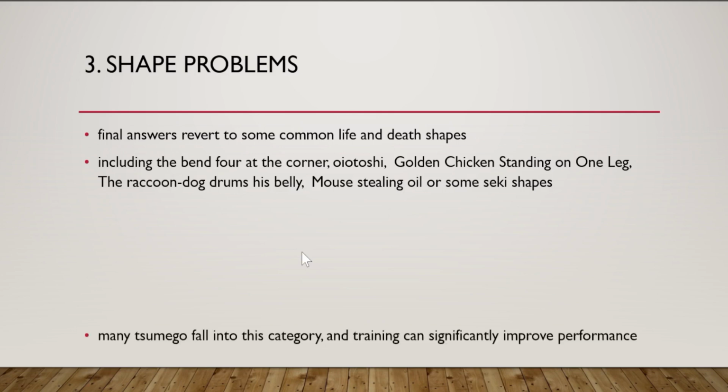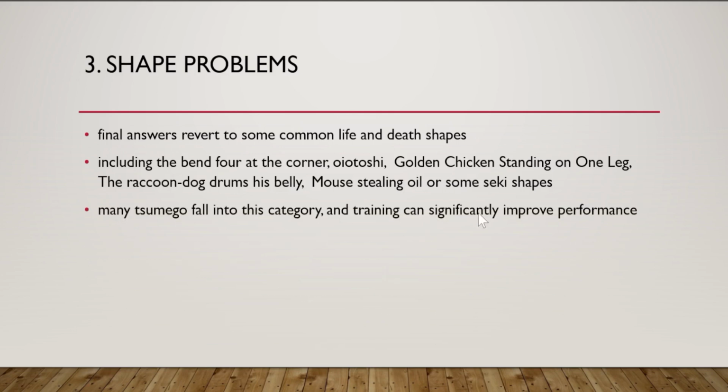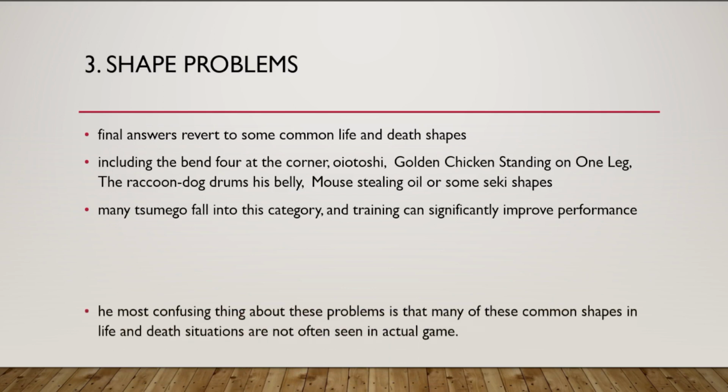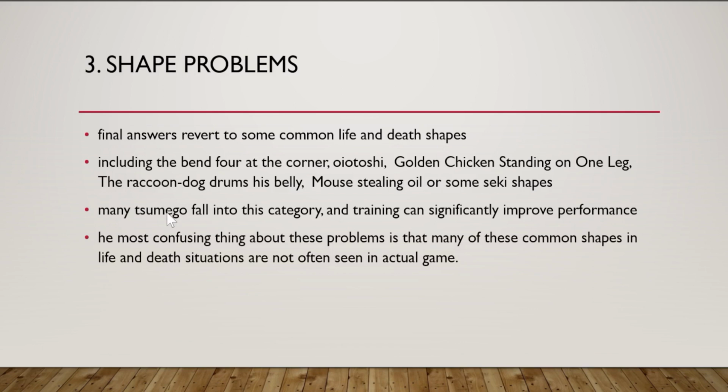They are very common. And training can significantly improve performance because if you do a lot of golden chicken standing on one leg, you will become very familiar with this shape, and then you could recognize this type of question more easily. I think the most confusing thing about these problems is that many of these common shapes in life and death situations are not often seen in actual games.